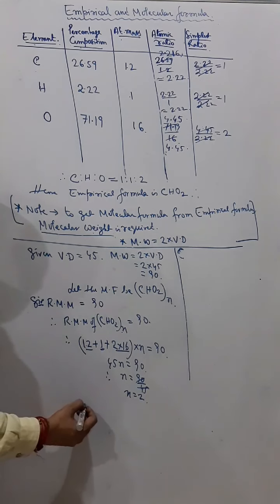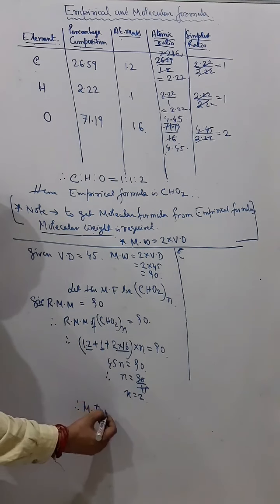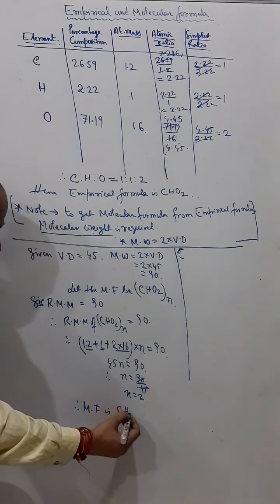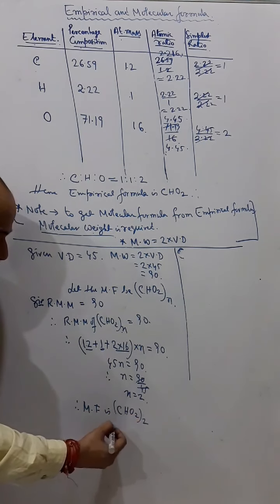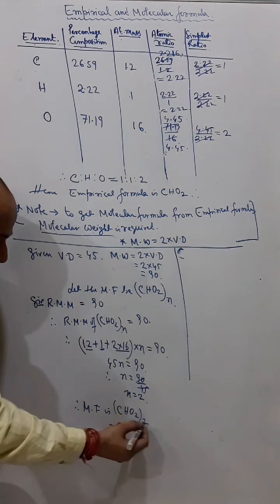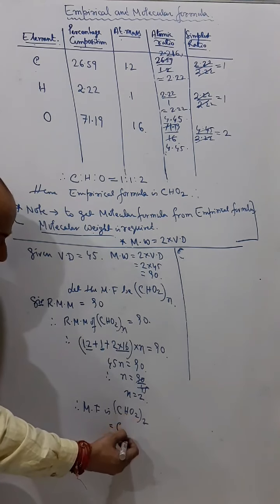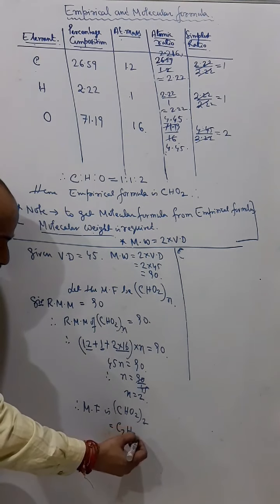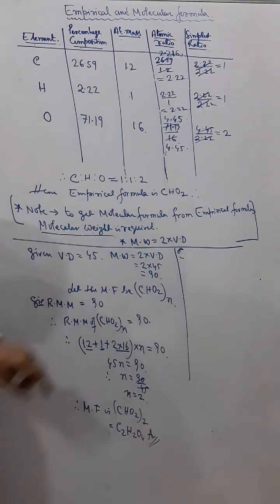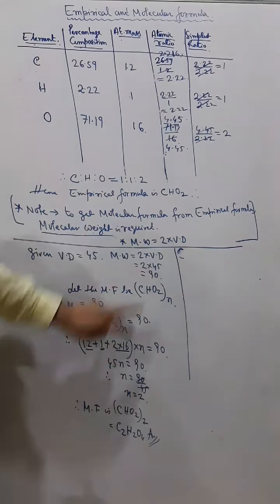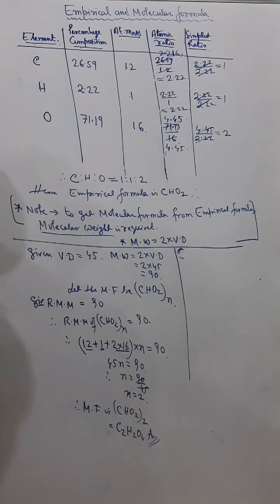Now we can get the molecular formula. Therefore the molecular formula was (CHO2) whole twice. Then we will multiply with everything, and we get C2H2O4. Understand? Clear? So this was the empirical formula, and this is the molecular formula. Okay, understand?